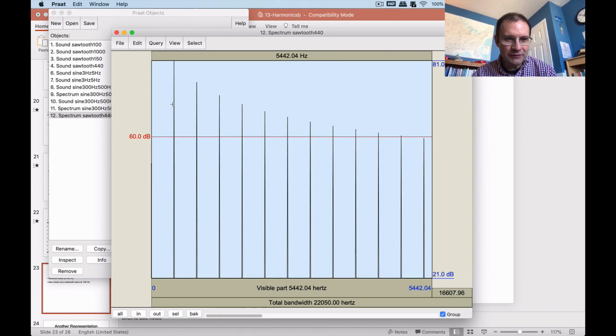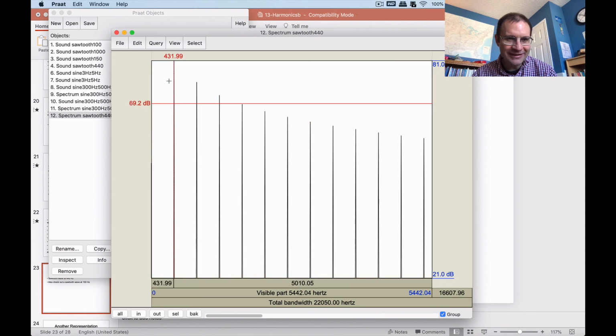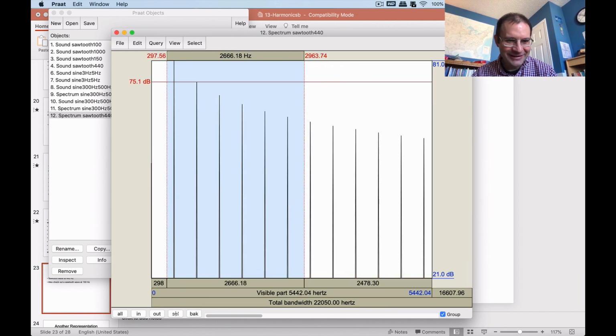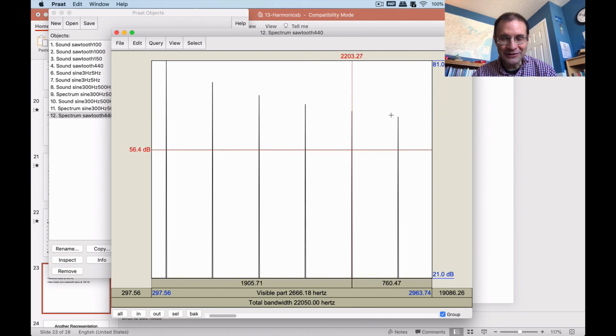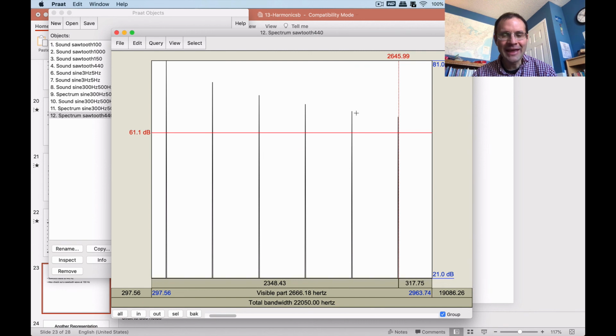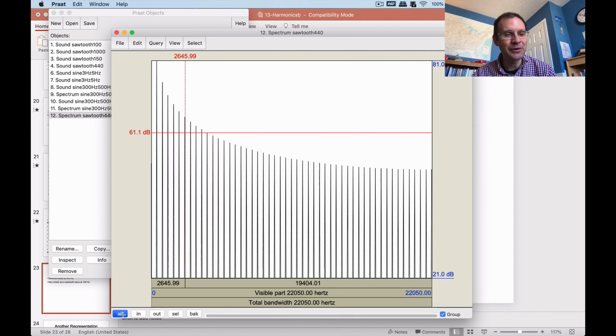So my first harmonic is at 440 hertz. Get closer, I can get more accurate. 440. Second one should be at 880. Third should be at 1320. Fourth should be at 1760. Fifth at 2200. We haven't done the sixth, but it should be at 2640, thereabouts. My harmonics are exactly where I expect them to be because they're all multiples of the fundamental frequency, which is 440 hertz. And again, I can just play parts of this on the spectrum view.